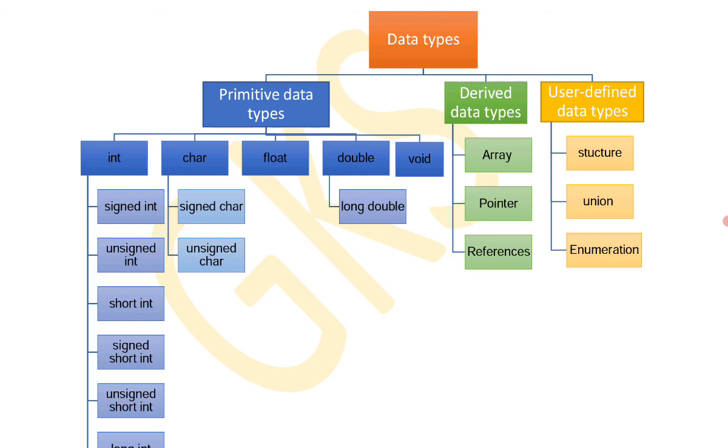So the user defined data types are structures, unions, and enumeration or enumerated data types. Arrays, pointers, structures, unions, and enum are all different concepts, and all of these are different essay questions also. All these are different chapters or units. Later we will discuss all these things in detail.